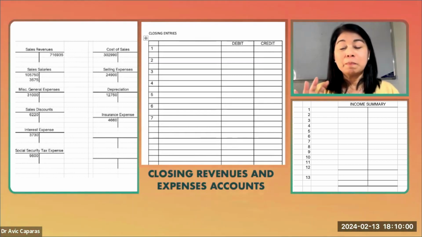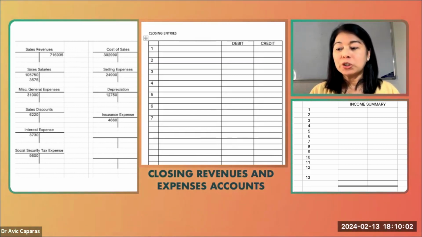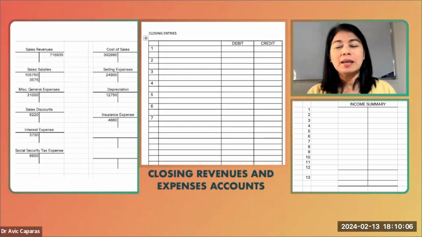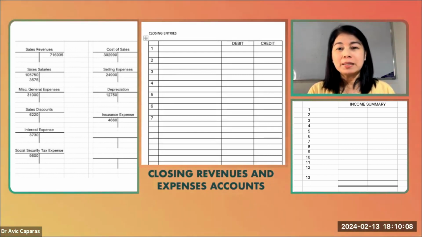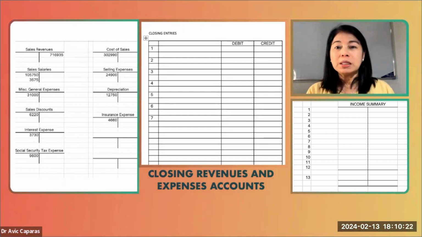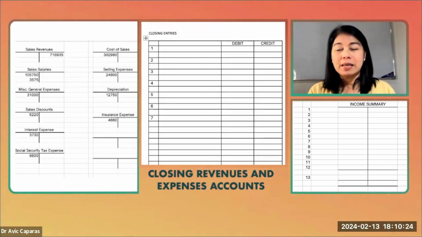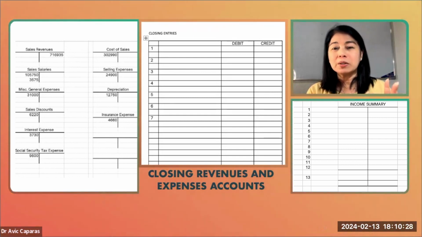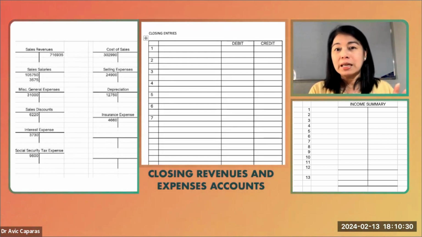So now we are in part 3, which is journalize and post closing entries. So what are closing entries? The closing entries are meant to close the temporary accounts. These are not the permanent accounts. The permanent accounts are the assets, liabilities, and capital accounts. But the ones that we're closing are the revenues and expenses. And normally the revenues and expenses are actually components of retained earnings.